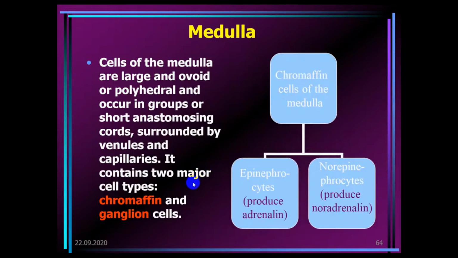And some words about the medulla. As I said, the medulla develops from neural crest cells and has a neural origin. It is made of modified glial cells that are large, ovoid, or polyhedral, occurring in groups or short anastomosing cords surrounded by venules and capillaries. Two main types of cells: chromaffin and ganglion cells. Hormone-productive are the chromaffin cells. Why chromaffin? These cells, like all components of nerve tissue, are better stained by salts of heavy metals. Salts of chrome stain these cells black. That's why they are chromaffin cells of the medulla.